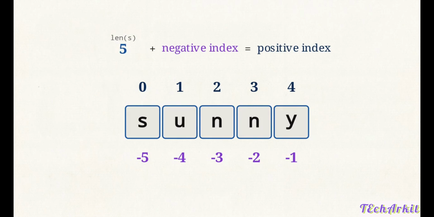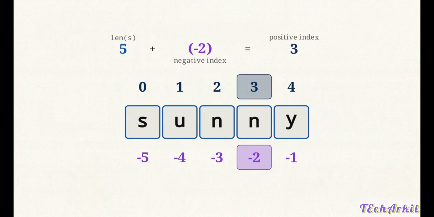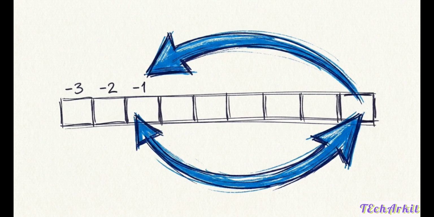For index -2 in a 5-character string, Python computes 5 plus -2, which equals 3. Both requests point to the exact same memory location, the second n. Negative indices are reverse-calculated offsets of absolute memory positions.